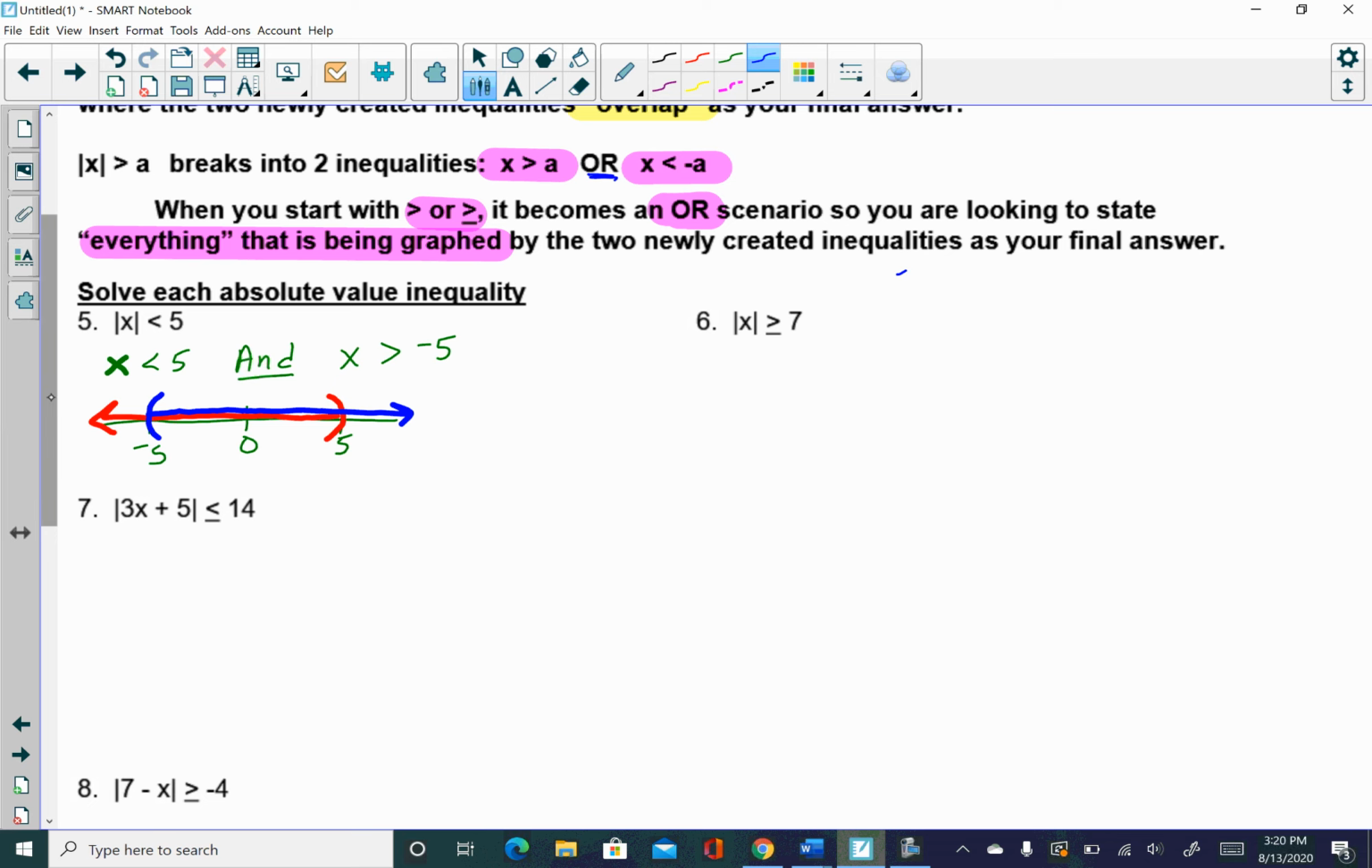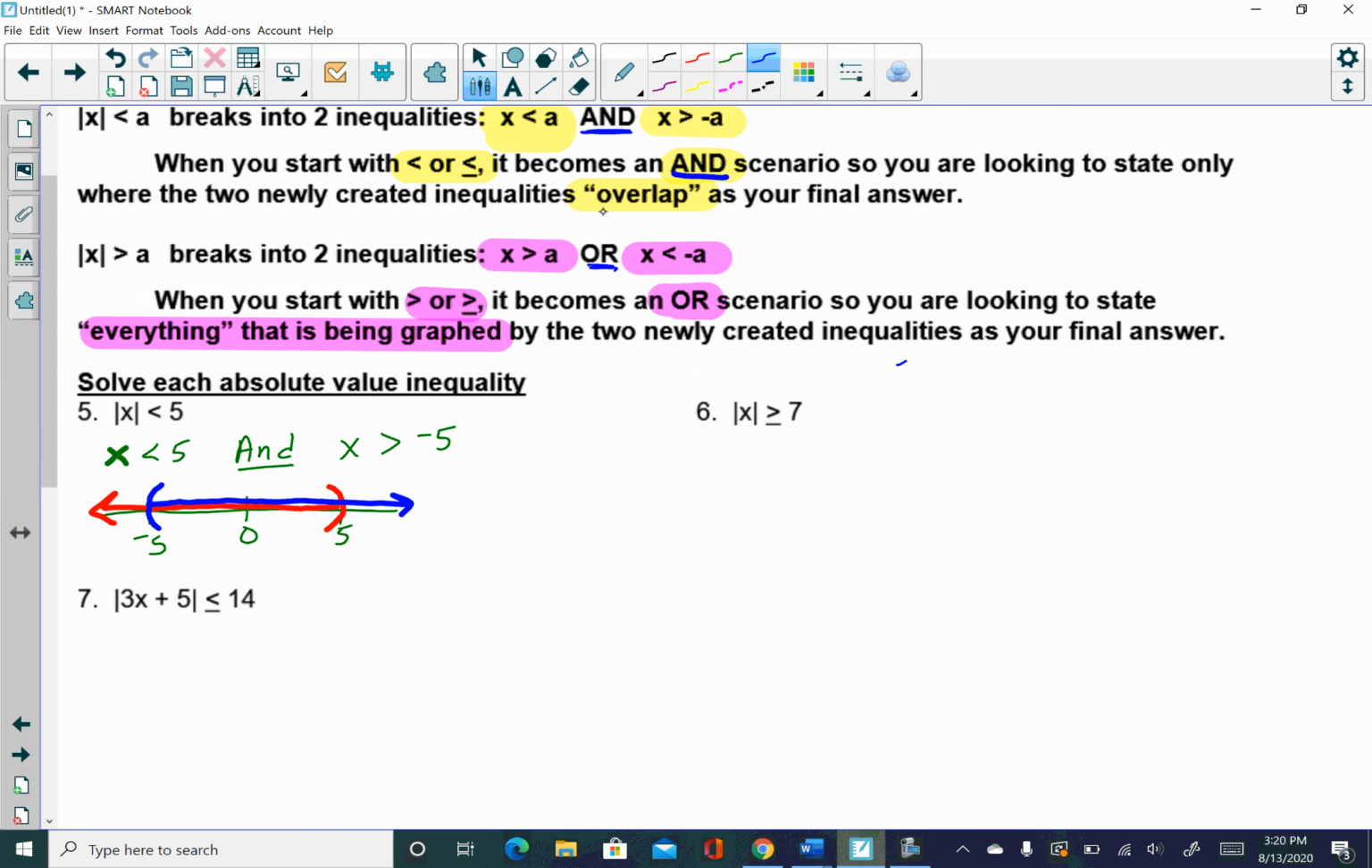Since it's and, and we're back up here, I'm looking for where it's overlapping. This graph is overlapping where the red and blue lines are on top of one another, so between -5 and +5, parentheses on both. Okay, that's the difference here, because you might be saying, well, the whole number line is graphed. It is, but since this is an and statement, I'm only interested in where it overlaps. So it's overlapping between -5 and +5. All right, let's scoot on over here to example 6.